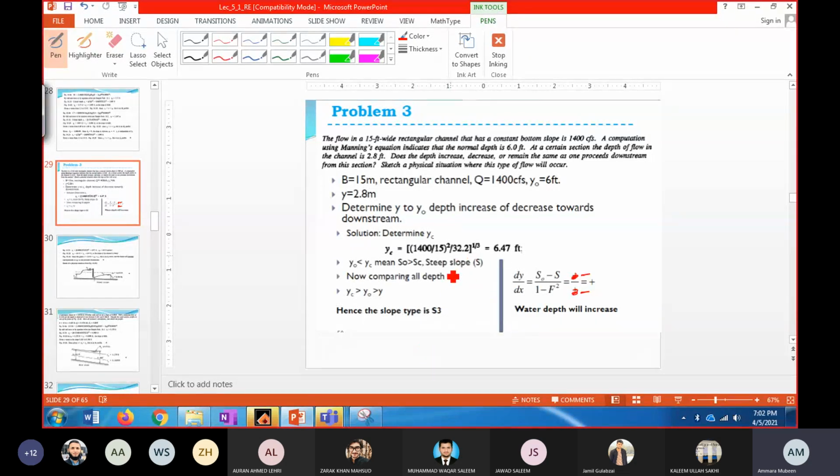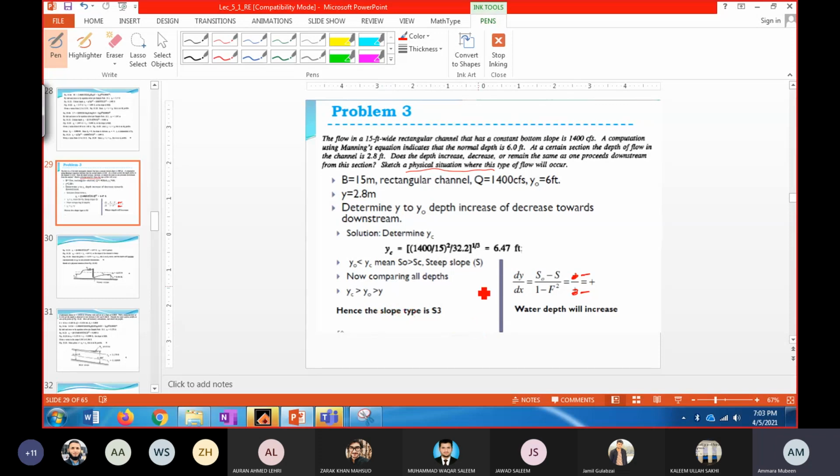Okay, how can you draw some physical situation for this type of case, the S3? So where would be the control section? Would it be downstream or upstream? Upstream, ma'am, a sluice gate. So it would be upstream. Yeah. So as the flow is supercritical in this case, the control section should be made upstream of this scenario.